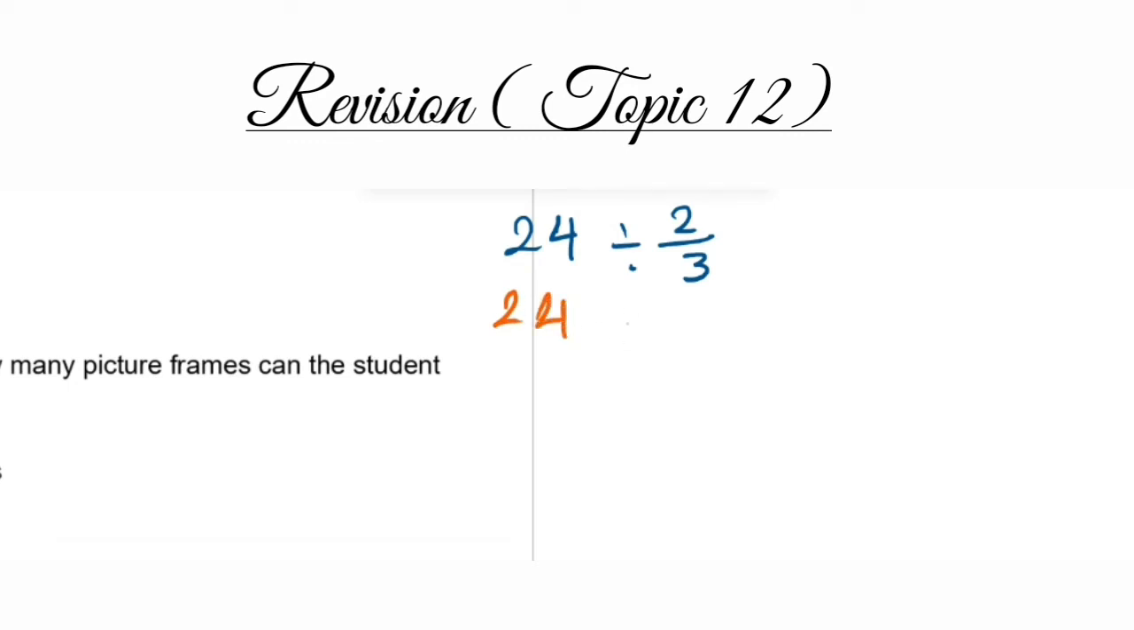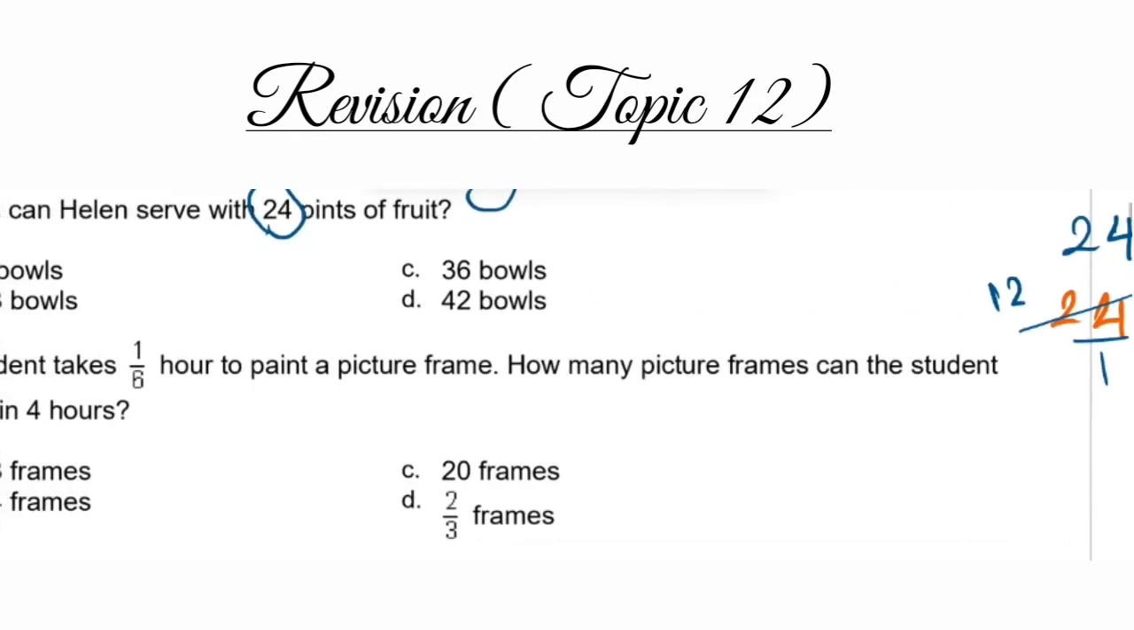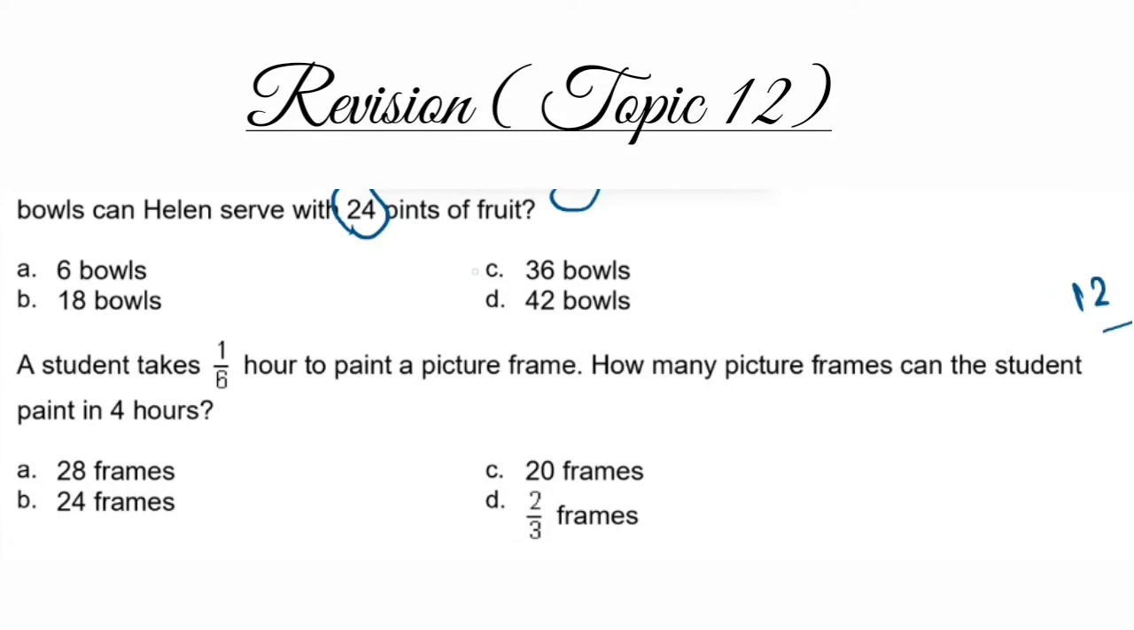24 multiplied by the reciprocal of 2/3, which is 3/2. And now simplify. We have denominator 1. Simplify. 24 and 2 are divisible by 2. 24 divided by 2 is 12, and 2 divided by 2 is 1. 12 multiplied by 3 is 36, and 1 multiplied by 1 is 1. So the answer is 36. C.